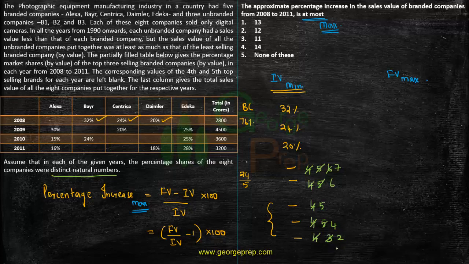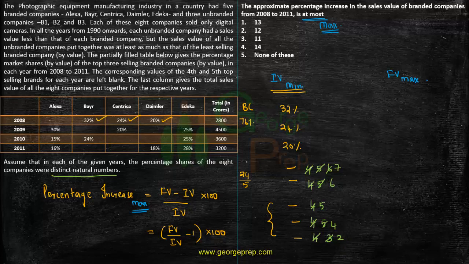Now this is the best possible distribution. When you have numbers which are serially coming 7, 6, 5 and 2, and just one number is skipping, that means you have packed them as tightly as possible. Now all the conditions are satisfied. They are distinct natural numbers, no unbranded company has a value that is greater than a branded company, and the sum of total values of unbranded companies is, in this case, more than the least branded company. So all the conditions have been satisfied.